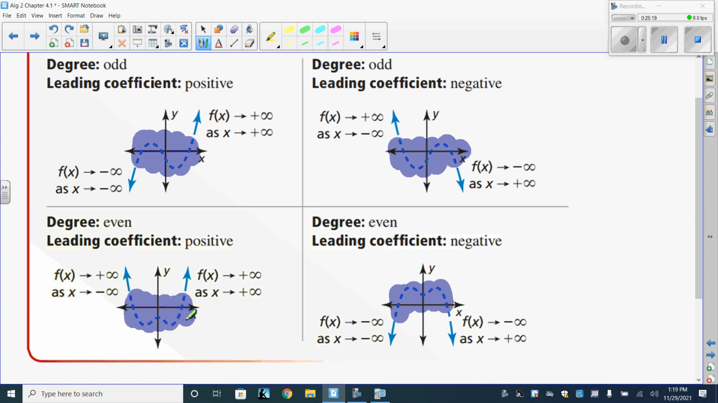Now, it's either going to work out that the degree is odd or even, and the leading coefficient is either going to be positive or negative.